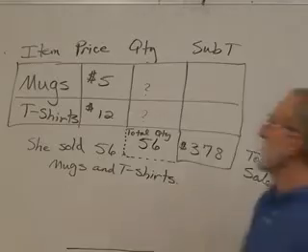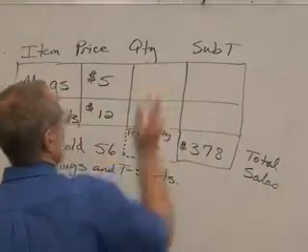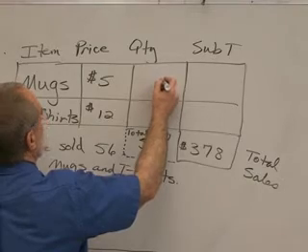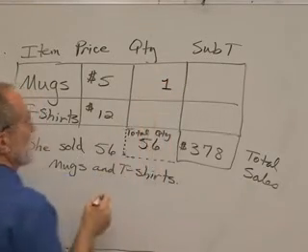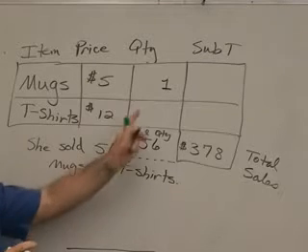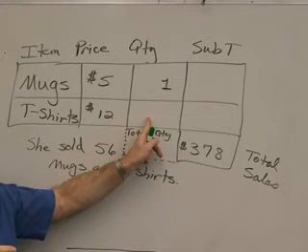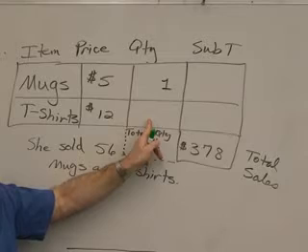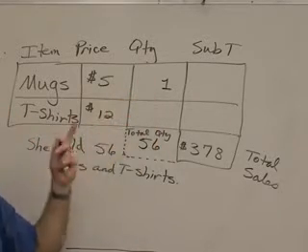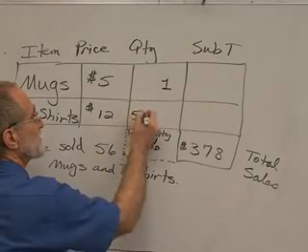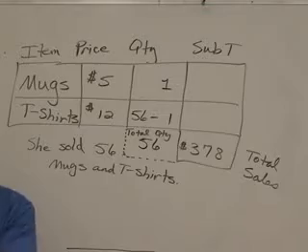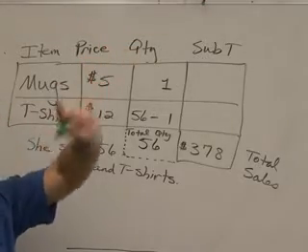Now, let's pretend we knew one of these. What if we knew that we sold one mug? If we have to sell a total of 56 items, how many t-shirts would we have to sell? 55. That's correct. How did you get that using these two numbers? We subtracted, didn't we? We said 56 minus this thing, right? Total quantity minus this one gives us the other one.